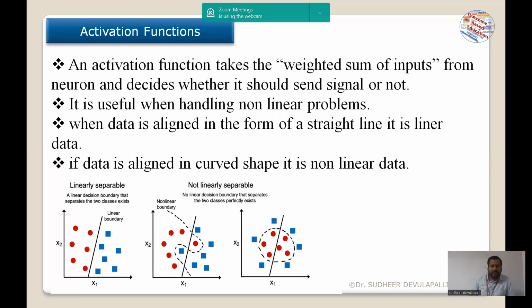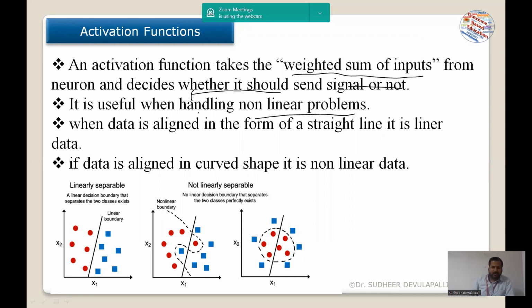And we can also have activation functions. What are these activation functions? The activation function takes the weighted sum of the inputs to the neuron. Whatever we are doing as the WiXi computation in the cell body of the neuron is taken, and the function decides whether it should send the signal from this neuron or layer to the next layer. It is useful when handling nonlinear problems.